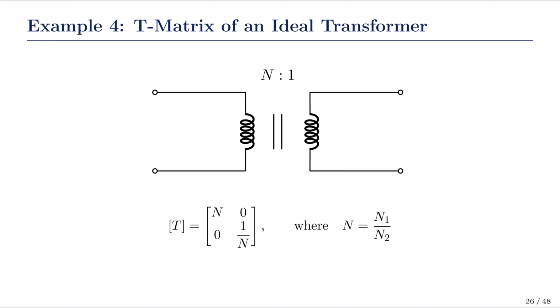This example illustrates an important advantage of transmission parameters. Once the individual ABCD matrix of a basic two-port element is known, it can be readily combined with other networks, particularly in cascade configurations. The ideal transformer can therefore be treated as a simple building block in the analysis and design of more complex microwave networks.